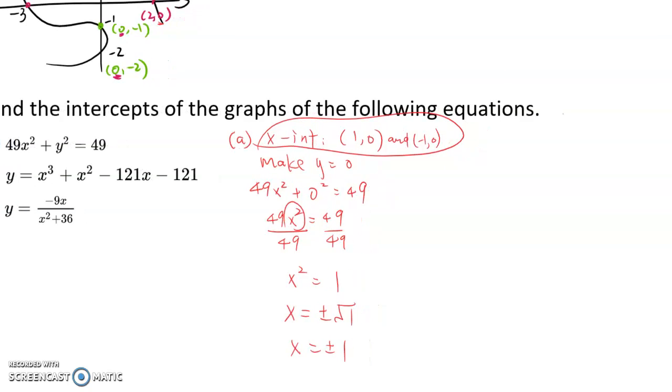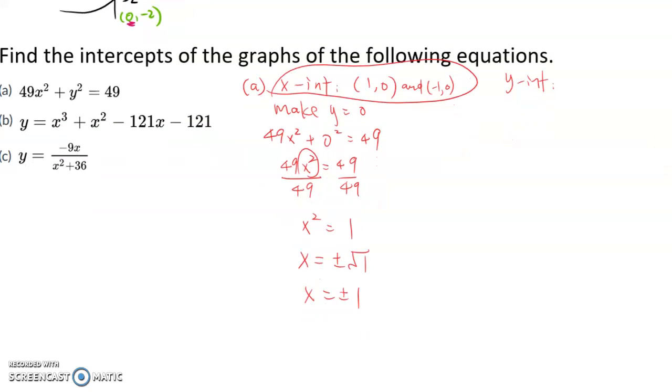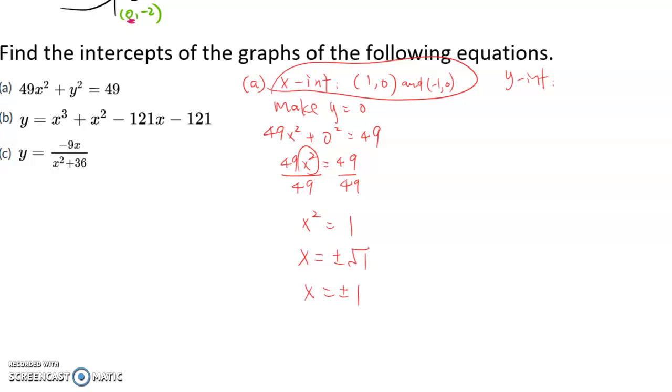Okay, now let's move on to finding the Y-intercept. To find the Y-intercept, if you remember the rules, we need to make X equal to 0. So we will have 49 times 0 squared plus y squared equals 49. Okay, so we will have y squared equals 49.